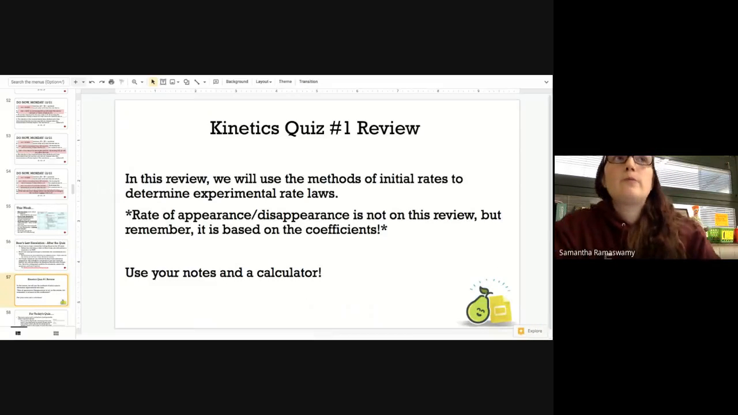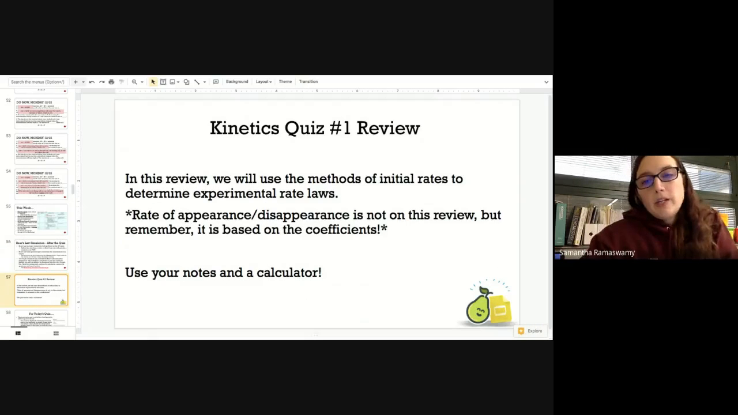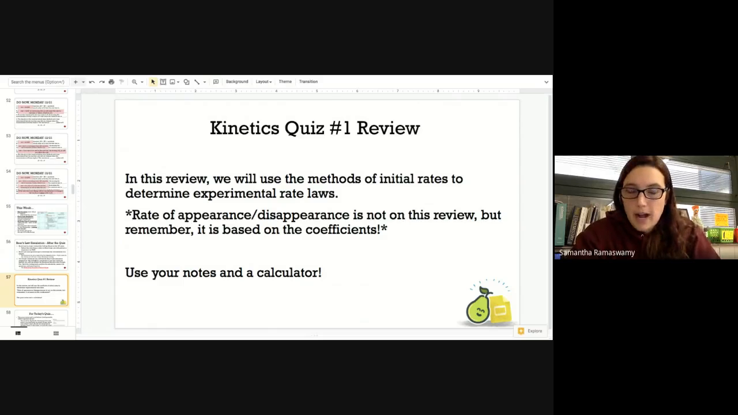So before we take the quiz, I want to make sure that we can review things that we talked about Friday. And so what we're going to do is we're going to use Pear Deck again, and I'll open it up. I'll share the link with you. But in this review, we're going to focus really specifically on what we did Friday. So we're going to use the method of initial rates to look at rate laws, rate constant, things like that.